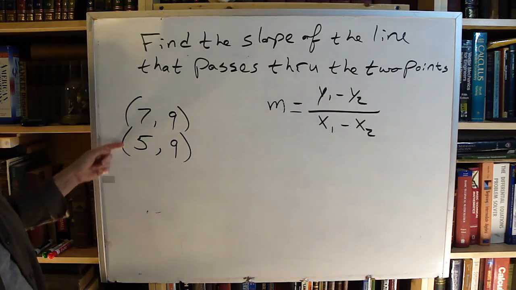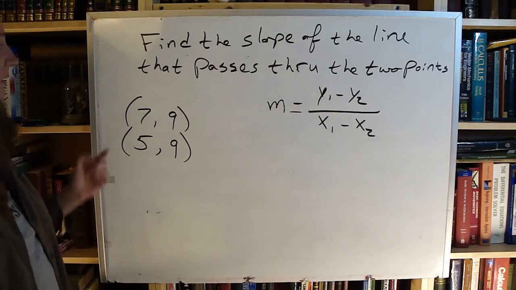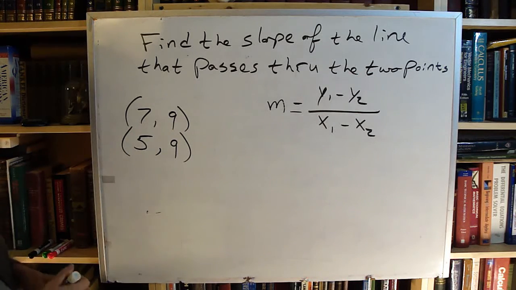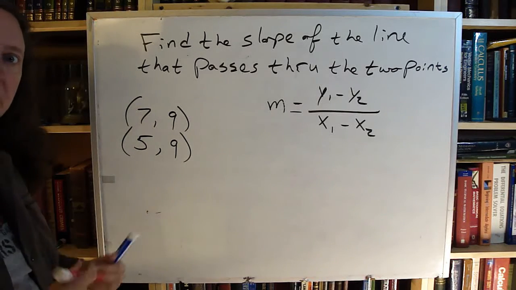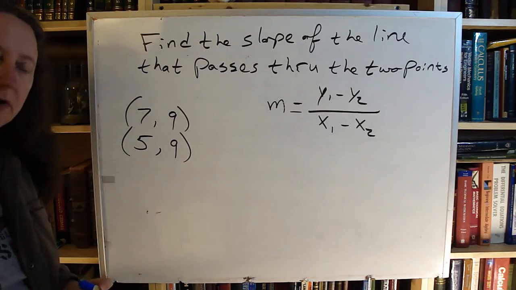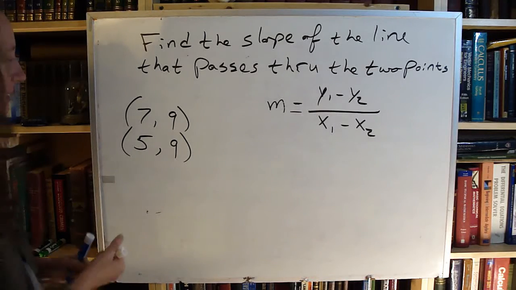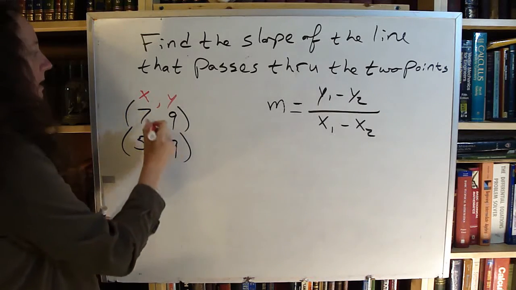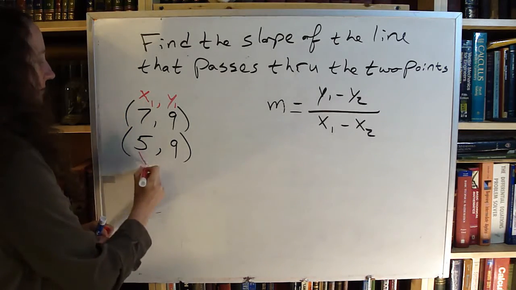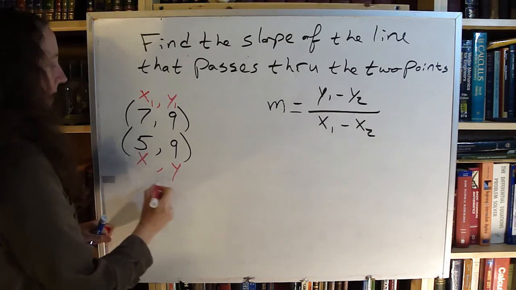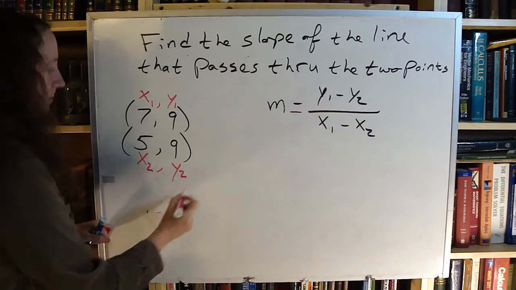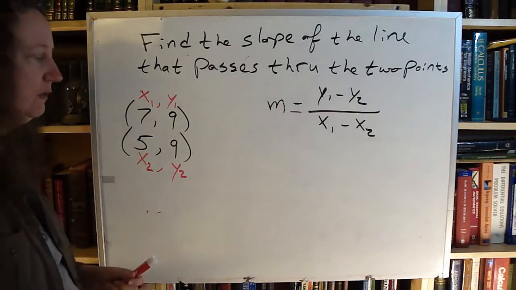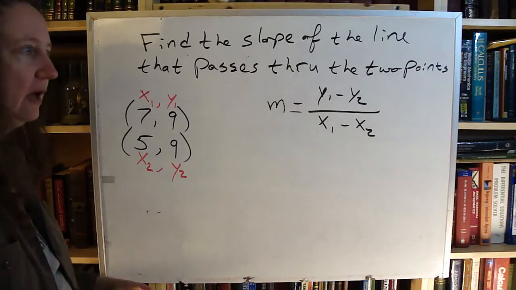Find the slope of the line that passes through these 2 points, 7, 9 and 5, 9. So first thing you do is identify which is your first point, which is your second point, your x, y. So I have my x, y for my first point. I have my x, y for my second point. Makes it easier to remember it when you're stressed in doing your test.